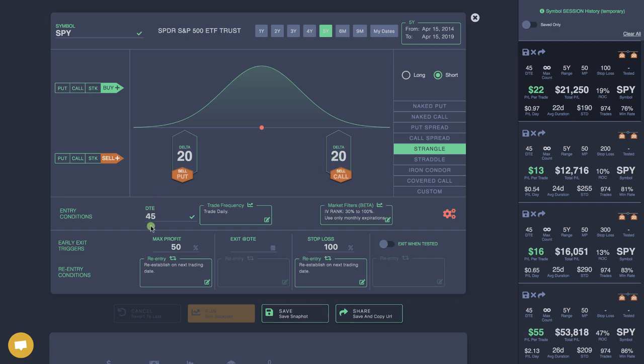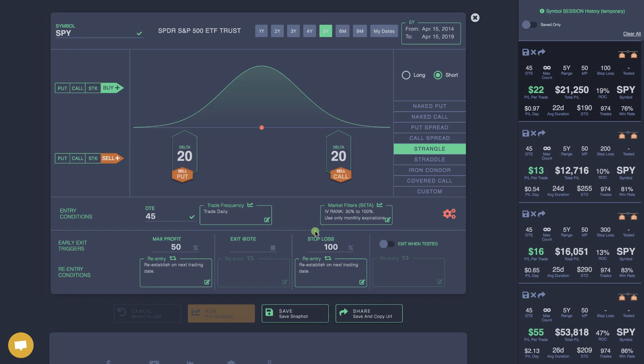We are entering trades with 45 days to expiration, and they need to have an IV rank of at least 30% to enter. We are closing our winning trades at 50% of max profit. And then the one variable we are going to change with the different examples is the stop loss.